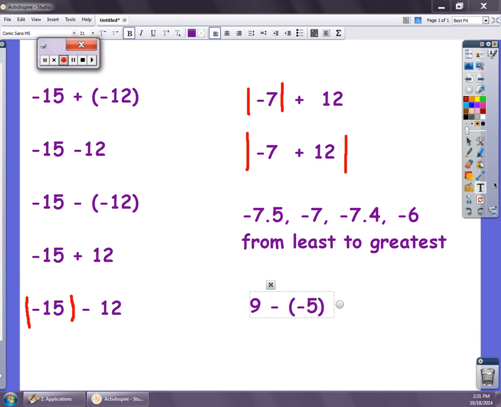Hey guys, here are some problems to help you review for the integer quiz that we've been working on in class. Do me a favor. Here are 9 problems. What I want you to do is pause the video and try each of them on your own.